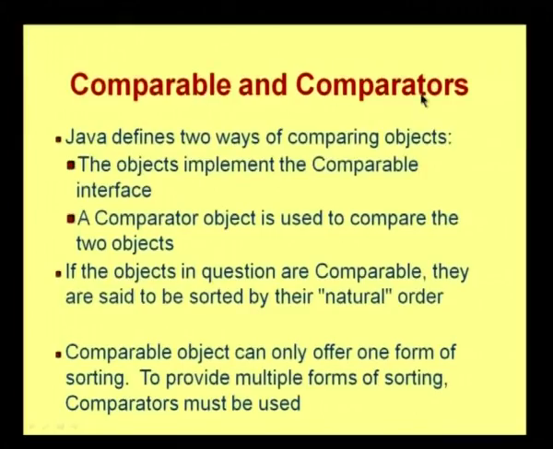So next is about Comparable and Comparators. Java defines two ways of comparing objects. The object implements the Comparable interface, or a Comparator object is used to compare two objects. So two ways, one is using an interface or using a class. If the objects in question are comparable, they are said to be sorted by their natural order. Comparable objects can only offer one form of sorting. To provide multiple forms of sorting, comparators must be used.